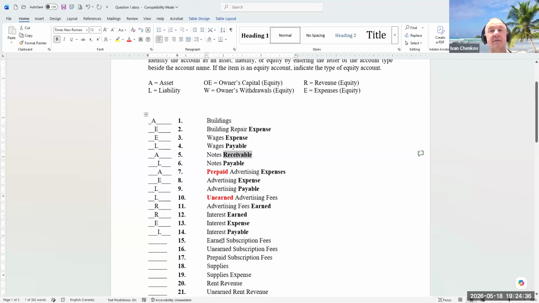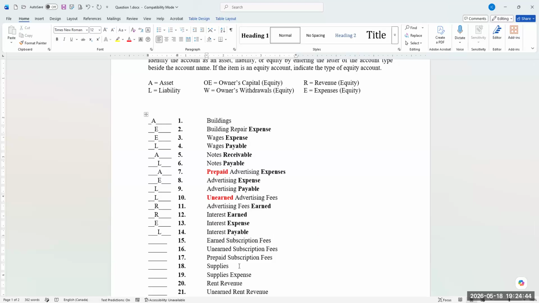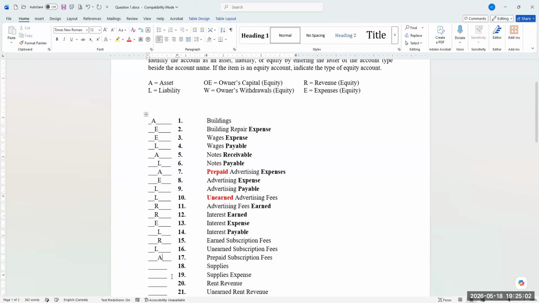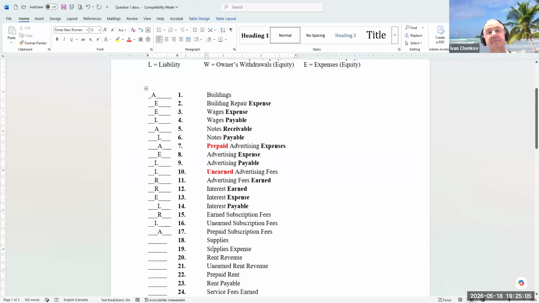So let's go now. Earned subscription fees. In this case, we earn them. Revenue. Now we have unearned subscription fee. Liability, clearly. Prepaid subscription fee, the one that you wanted before. Asset. Let's go now. Supplies. Asset. Supply expenses. Expense.